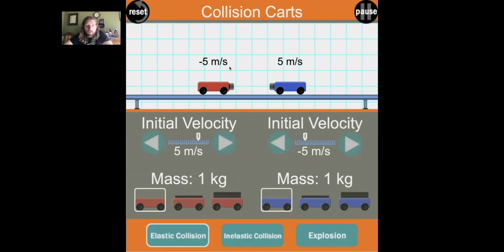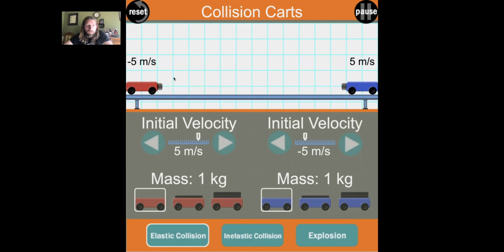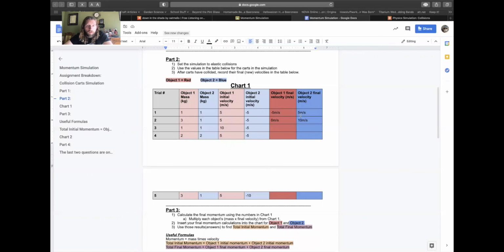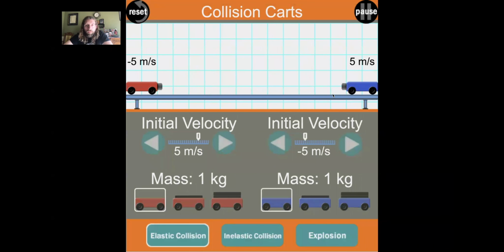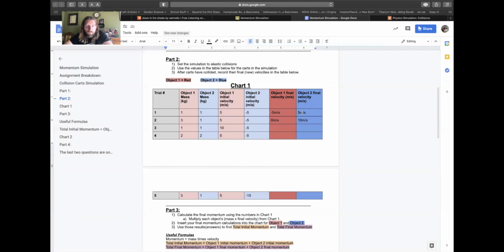Initial velocities, and now we're in the final velocities. So the final velocity for the red cart was -5, and that's what I put here. The final velocity for the blue cart was 5, and that's what I put there. So then I would go back and do this again for trial 2.